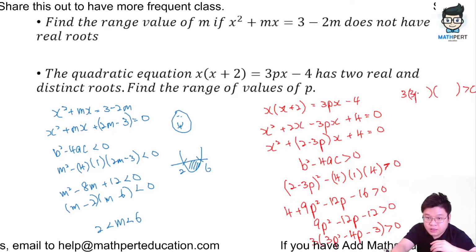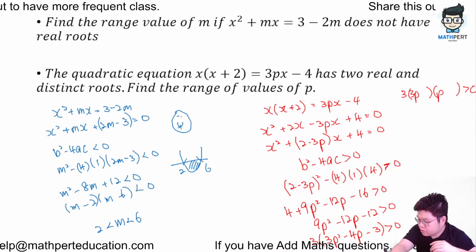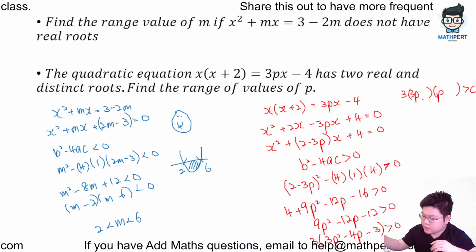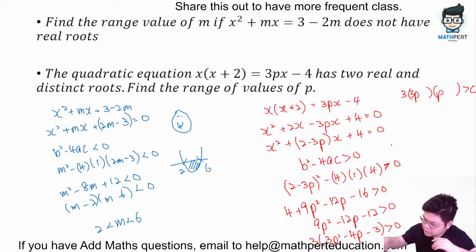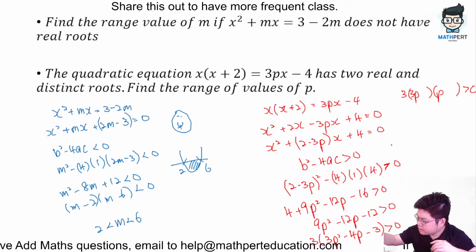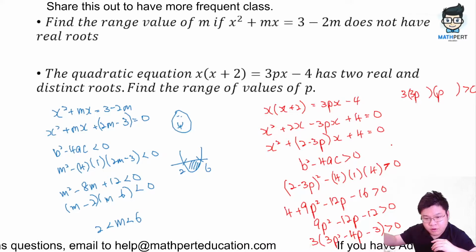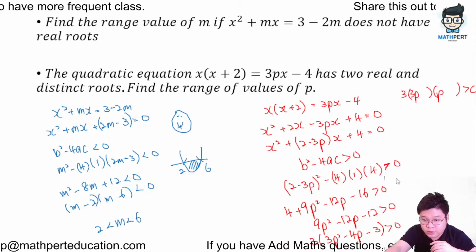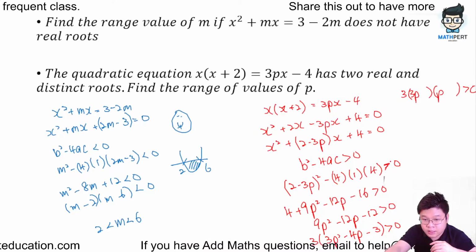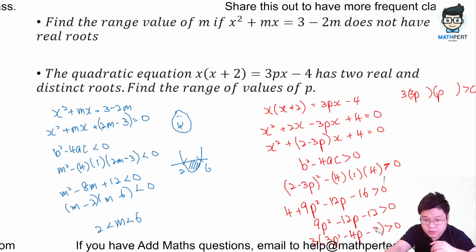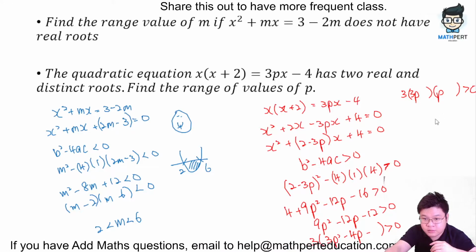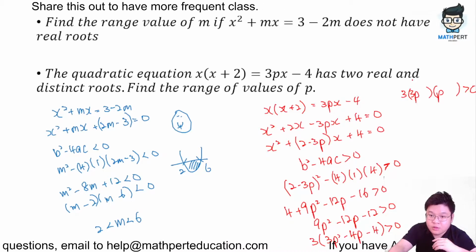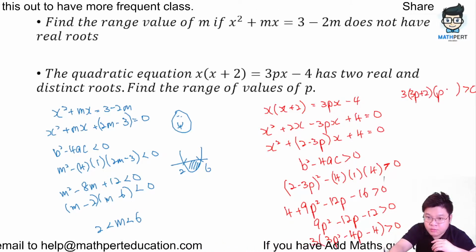So 3p and p. Let's see, what can we use? 2 and negative 2. 2 and 4. Oh, okay, no wonder. It is not 3, hold on a second. This one should be 4. No wonder it seems so weird. It should be 4. So plus 2, minus 2.